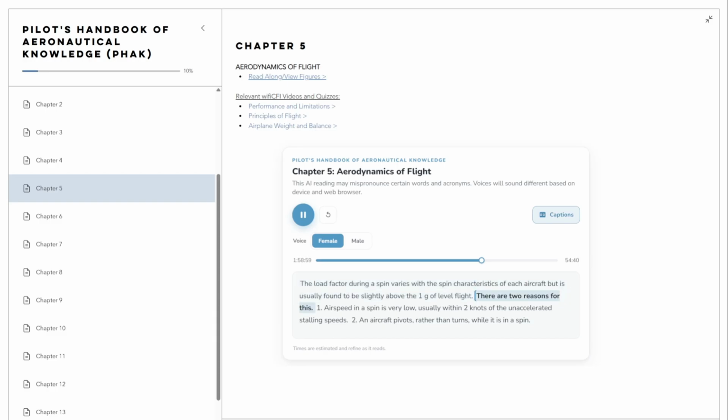There are two reasons for this. 1. Airspeed in a spin is very low, usually within 2 knots of the unaccelerated stalling speeds. 2. An aircraft pivots, rather than turns, while it is in a spin.